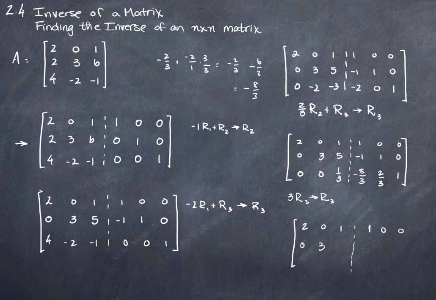Row 2 does not change. But row 3 is now going to be 3 times the size it was. So 1, -8, 2, and 3.